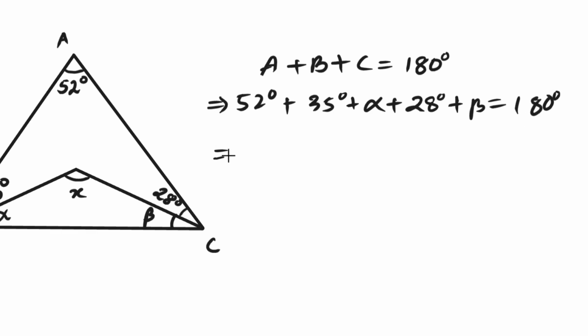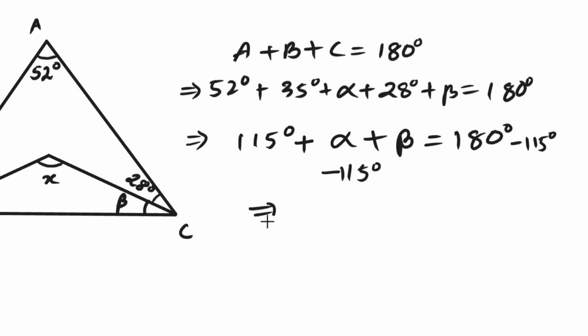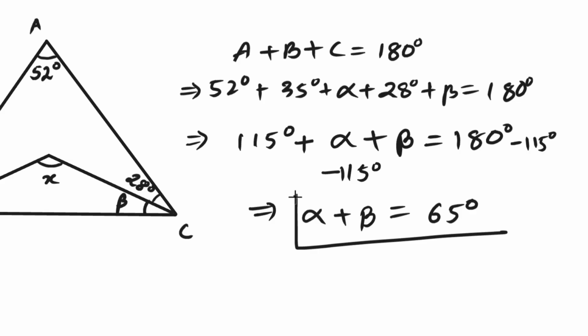Let's simplify this carefully. First, combine all the known angle measures: 52 plus 35 plus 28 equals 115 degrees. So the equation becomes 115 degrees plus alpha plus beta equals 180 degrees. Now we want to isolate alpha plus beta, so we'll subtract 115 degrees from both sides of the equation. That gives us alpha plus beta equals 180 degrees minus 115 degrees, which equals 65 degrees. This is an important result, so keep it in mind because we'll use it in the next step.